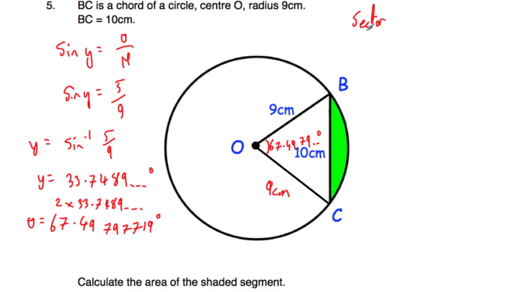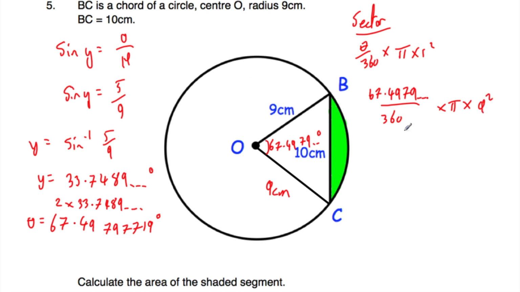So the area of the sector is theta over 360 multiplied by pi multiplied by the radius squared. So theta will be 67.4979 and so on over 360 multiplied by pi and multiplied by the radius of the circle, which is 9 squared. And whenever we work that out, we get that's equal to 47.7115 and so on centimeters squared. So that's the area of the sector.